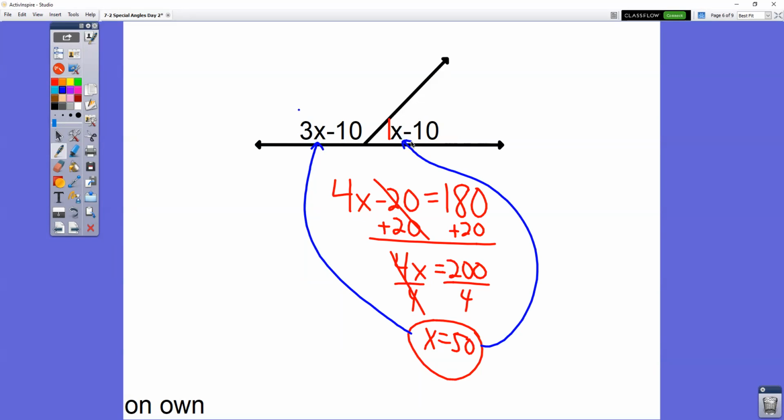3 times 50 is 150. 150 minus 10 gives you 140 for this angle. 1 times x, so 1 times 50 is 50. 50 minus 10 is 40. So our two answers are 140 and 40. Again, always make sure that your answer makes sense. 140 plus 40 does give you 180, which is what we wanted.